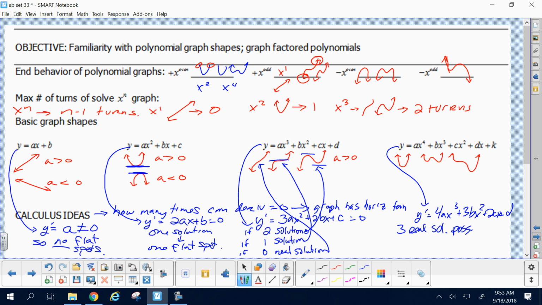Derivative zeros mean tangent slope is 0. Tangent slope is 0 means the graph goes flat. How many places does the graph go flat? Right there in graph 2. Okay?